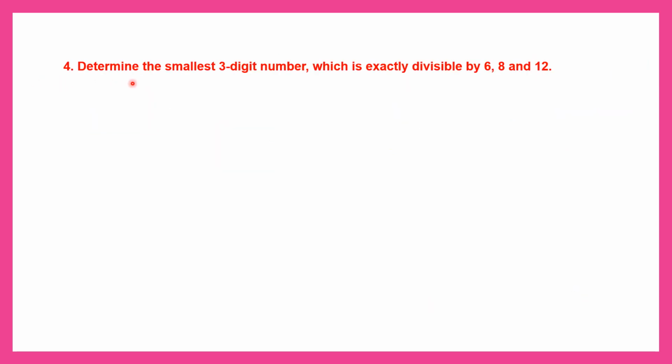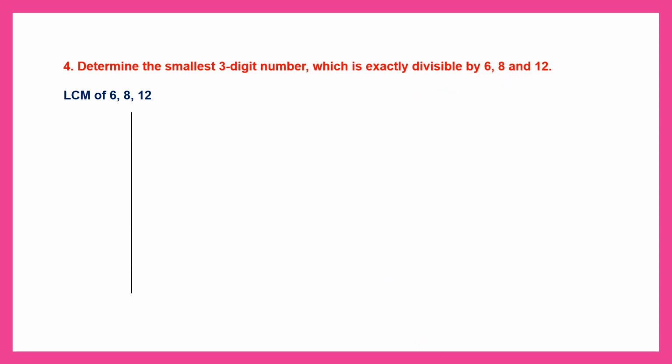Question 4. Determine the smallest 3-digit number which is exactly divisible by 6, 8 and 12. So we have to get the smallest 3-digit number, but the condition is it should be divisible by 6, 8 and 12. So first thing we need to do is find the number which is divisible by all these. To find that, we should get the LCM of 6, 8 and 12. So first let's do that.